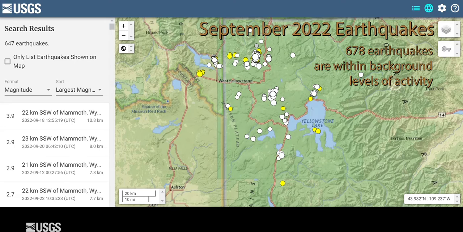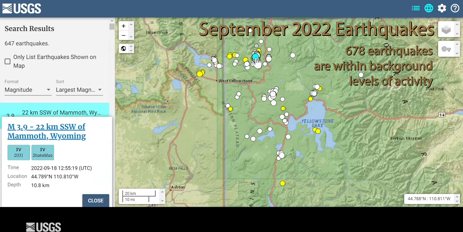This may sound like a lot, but it's actually not even the most earthquakes we've come close to in a given month. A few years ago, we had more than 1,000 earthquakes a month happening in Yellowstone, and even just last year in 2021, there were months with over 800 earthquakes. Now, 510 of those 678 earthquakes occurred right here in the area between Norris Geyser Basin and Mammoth Hot Springs. This is the Grizzly Lake swarm of earthquakes that's been going on since late July, and the largest earthquake of the month, a magnitude 3.9 on the morning of September 18th, occurred as part of this swarm.